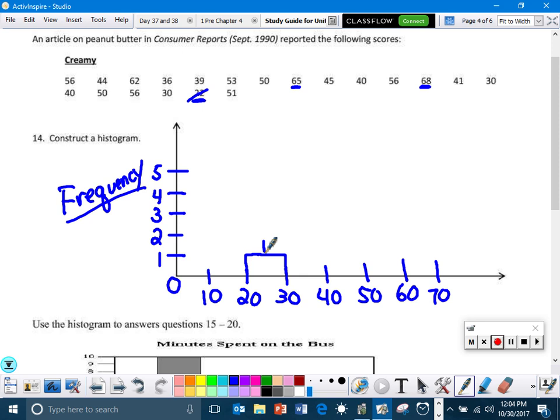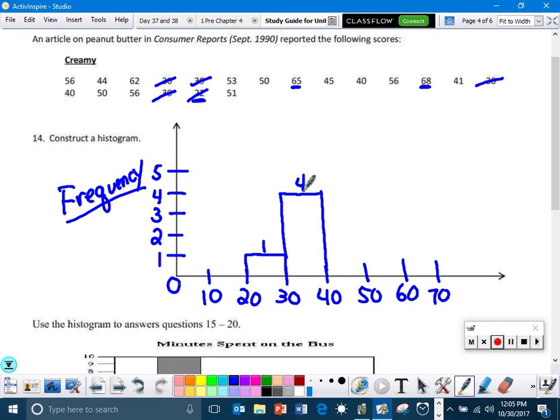Are there any numbers from 30 to 40? Yes, there are some numbers from 30 to 40. I believe there are 4 of them. So I'm going to cross them off. So here's 36, 39, do not include 40, 30, and 30. So there are 4 numbers in the 30s. So I'm going to go up to 4, over, and back down again. So there were 4 numbers in the 30s, sorry. There were 4 numbers in the 30s.